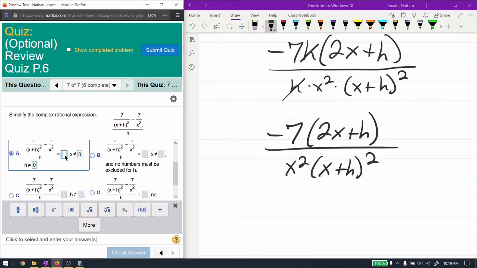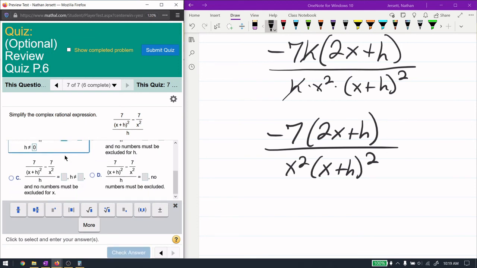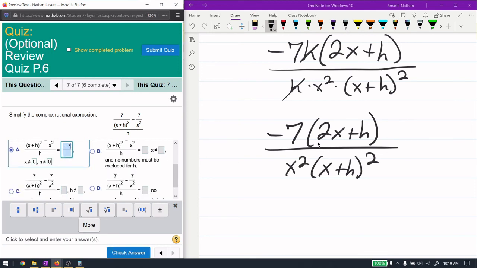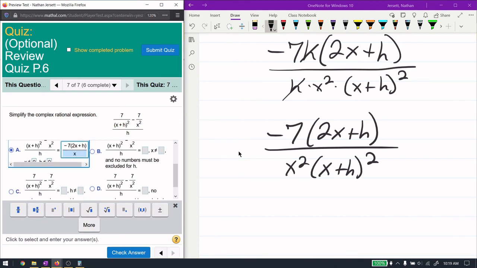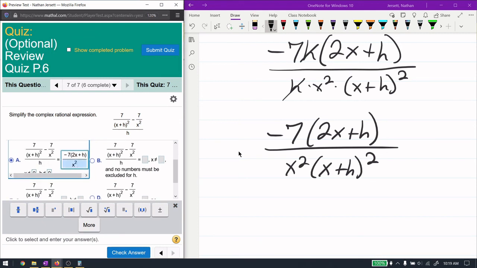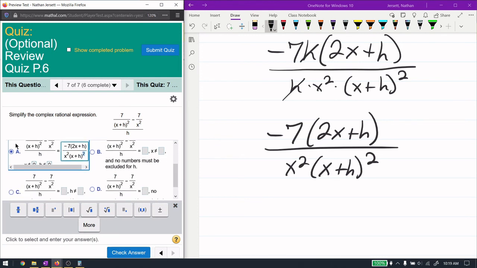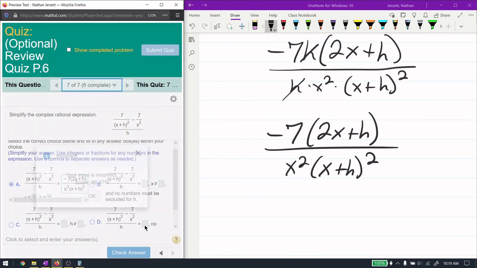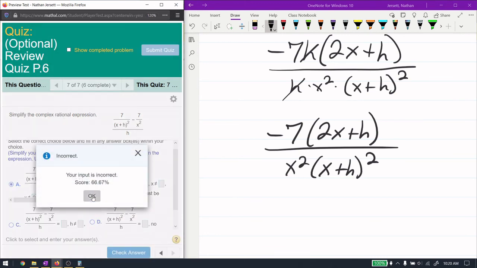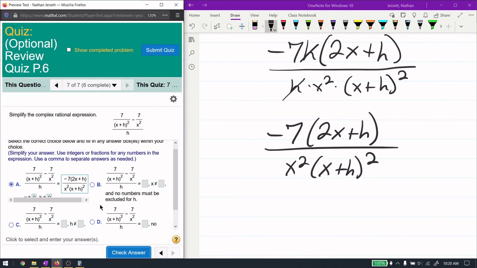And the simplified form, fraction in there, negative 7 times 2x plus h over x squared, x plus h squared. Hopefully this is correct, but this is probably really easy to get wrong. Okay, let me figure out what I did wrong here.